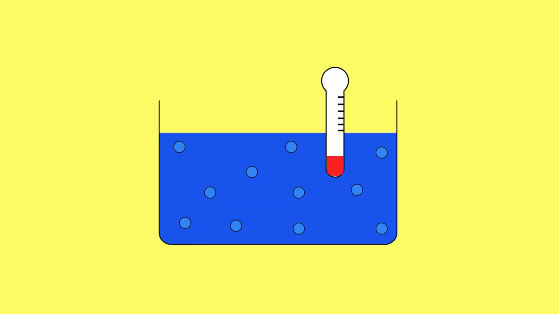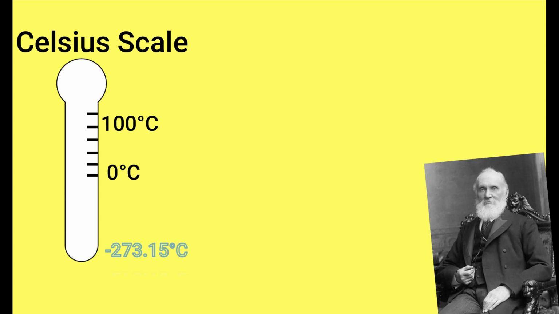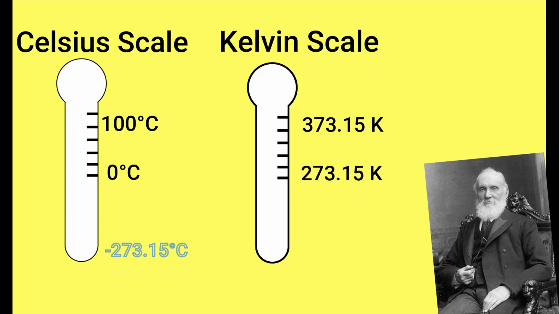However, we will be able to slow down the particles and cool down the object until the particles theoretically stop, and this is our limit. At this point, the temperature is negative 273.15 degrees Celsius. Lord Kelvin discovered this, so he invented the Kelvin scale and called this temperature 0 Kelvin, or the absolute zero, which is the coldest temperature possible.